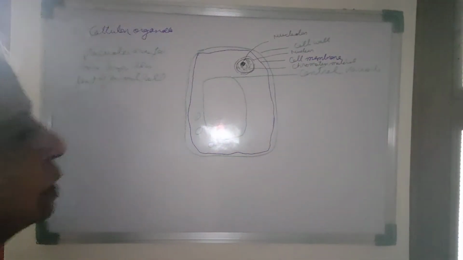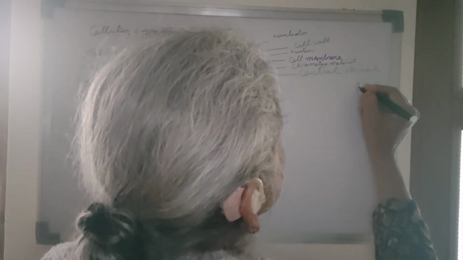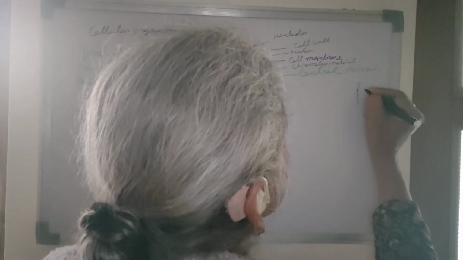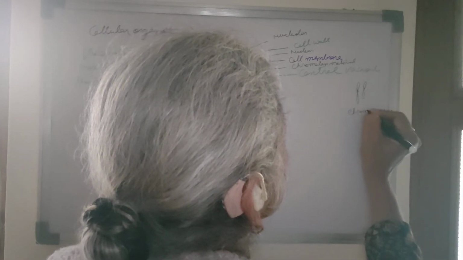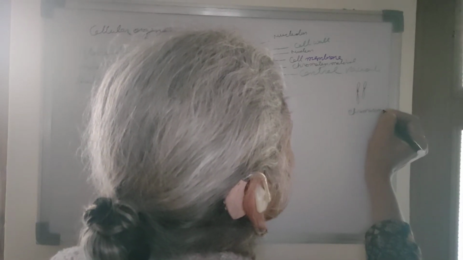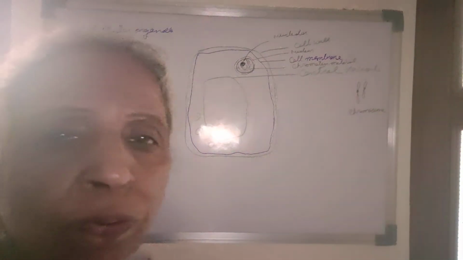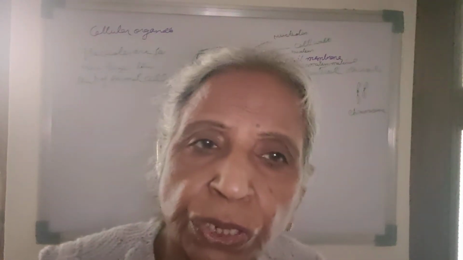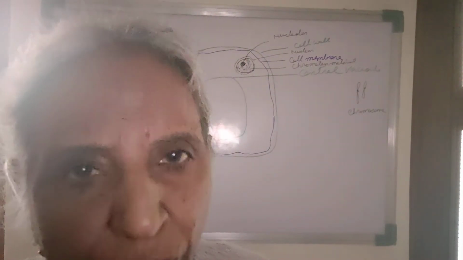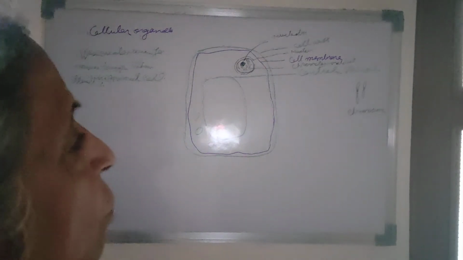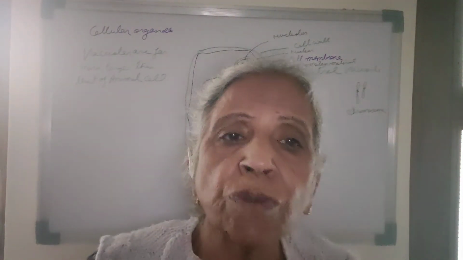This chromatin material during cell division is condensed into rod-like structures which are called chromosomes. Chromosomes are formed of DNA associated with proteins, that is, deoxyribonucleic acid and proteins. The functional segments of the DNA form the genes.